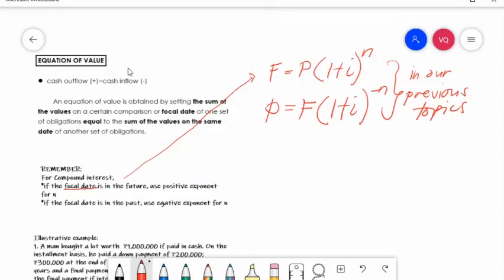Equation of value is simply the cash outflow, which is positive, and it is equated to the sum of the values on the same date of another set of obligations. So cash outflow, which is denoted by positive, is equal to the cash inflow, which is denoted negative.